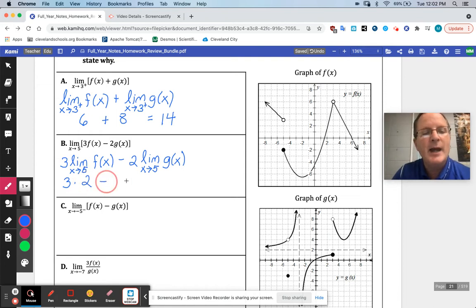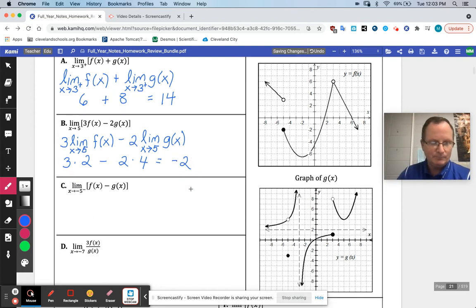All right, and then subtract. And then on g, approaching 5, I better have a clear value. I do. It's 4. If any of that fell apart, we would be done. All right, so I've got 6 minus 8, negative 2. Okay, all right. Moving on.